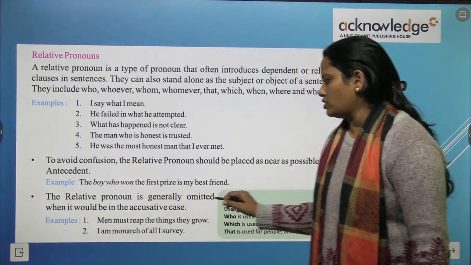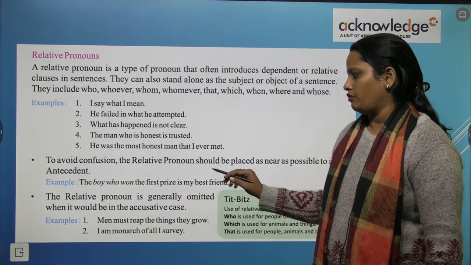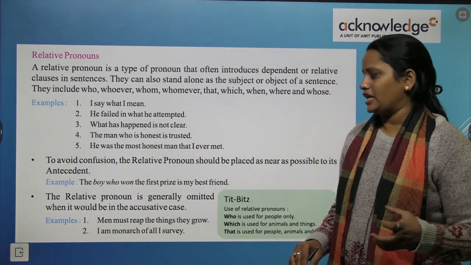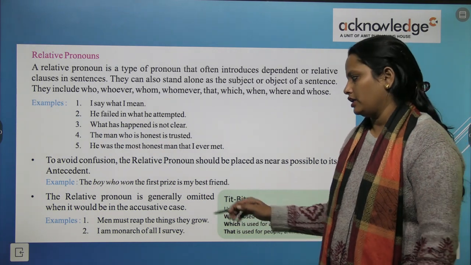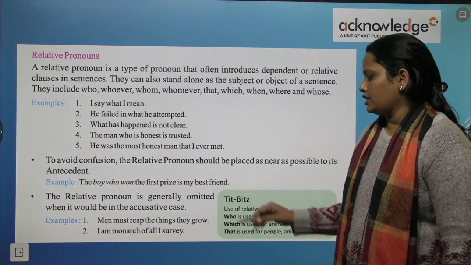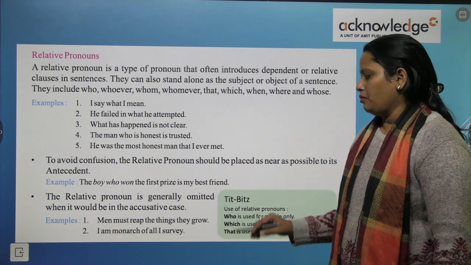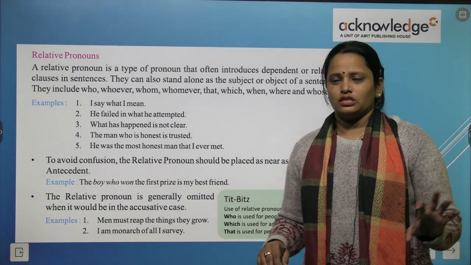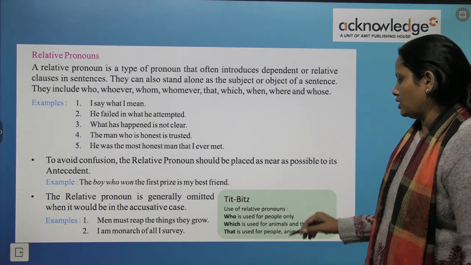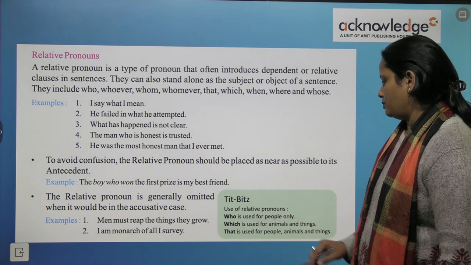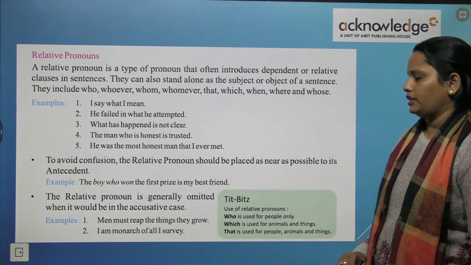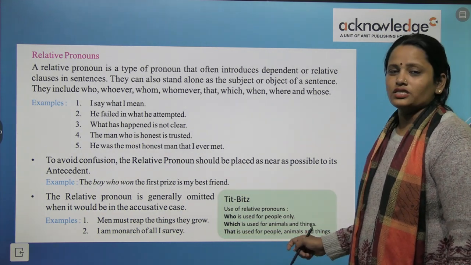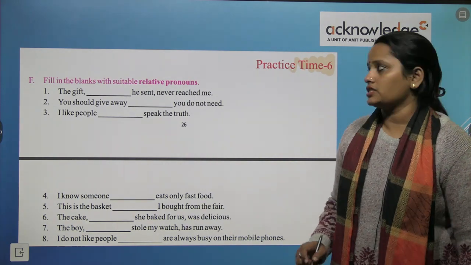The relative pronoun is generally omitted when it would be in the accusative case. So relative pronoun इस case में जो है omit कर दिया जाता है, means हटा दिया जाता है. The men must reap the things they grow. I am monarch of all I survey. So मैं monarch हूँ जितने भी survey में. Use the relative pronoun who for people only, which for animals and things, and that is used for people, animals and things. So these are the main points that we have to learn while doing the exercises.